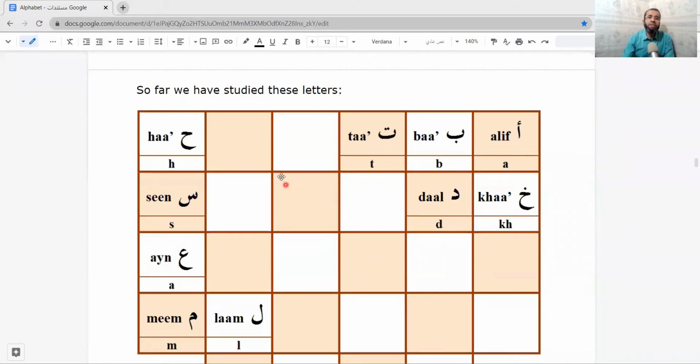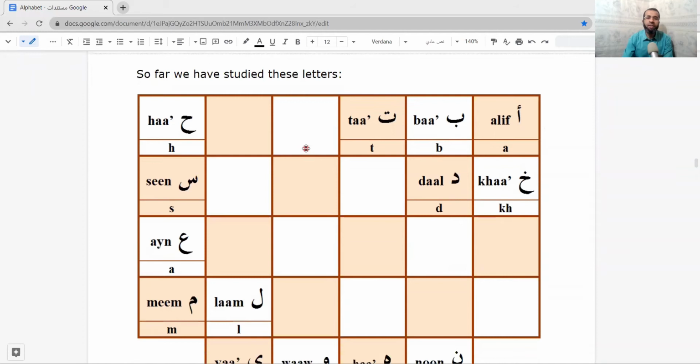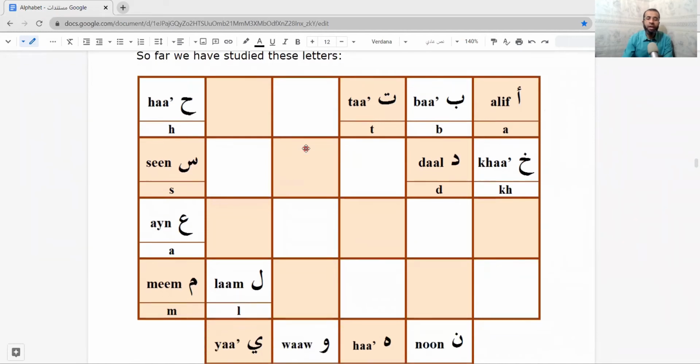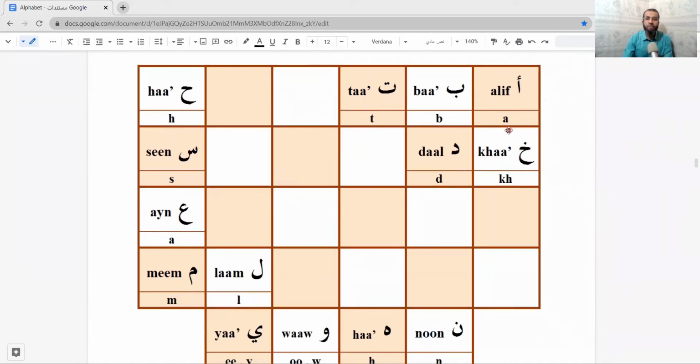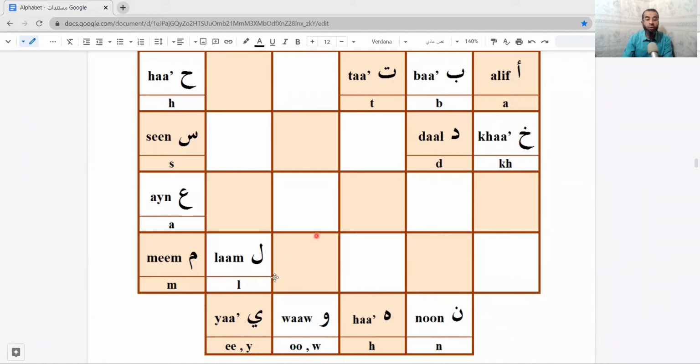So far, we have studied these letters. Look, this is the table of the Arabic alphabet. Here we have studied the first one and also the last one and these letters between them. Let's read them together. Alif, and the sound is A.